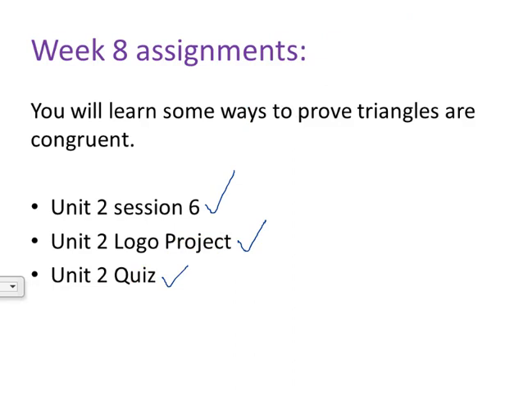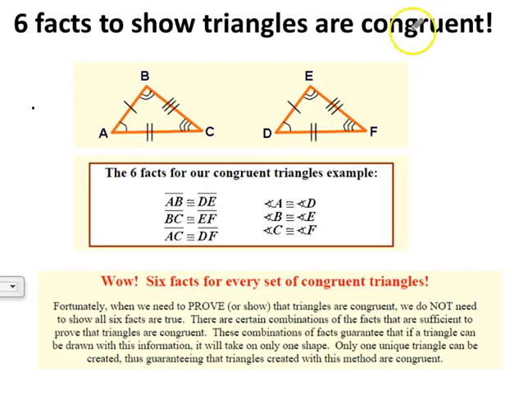Let's move on and learn some of those additional postulates that we can use to show that triangles are congruent. So I had this same slide up last week, so I'm not going to spend a whole lot of time here. Just a reminder that in order for two triangles to be congruent, all the corresponding sides must be congruent and all the corresponding angles must be congruent. So there's really 6 things that need to be true in order for triangles to be congruent.